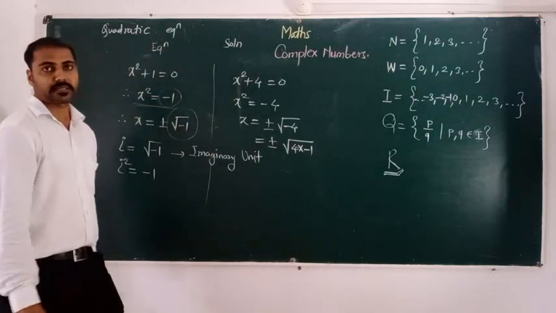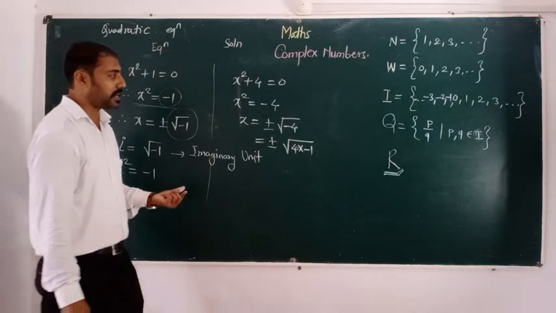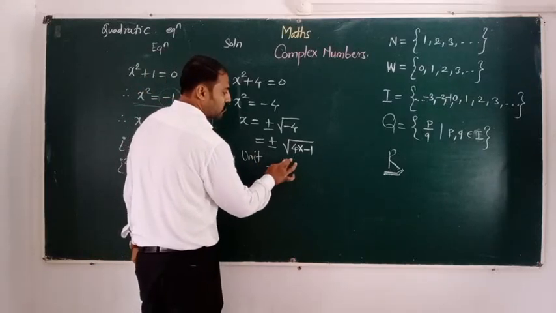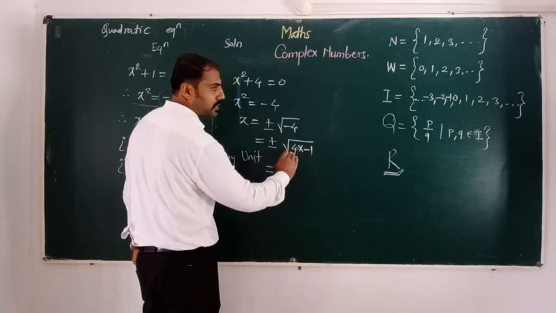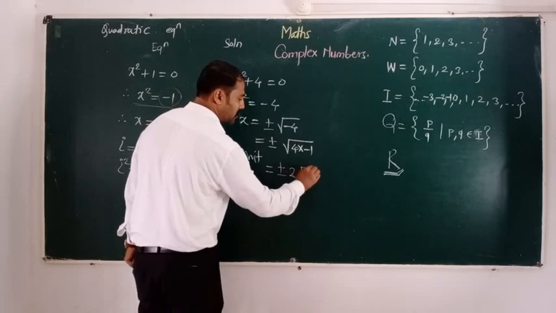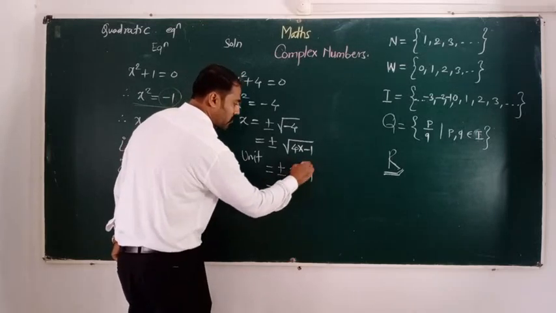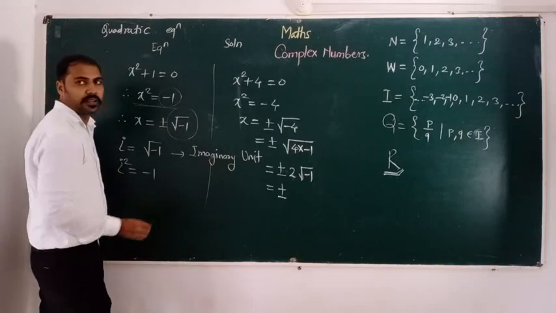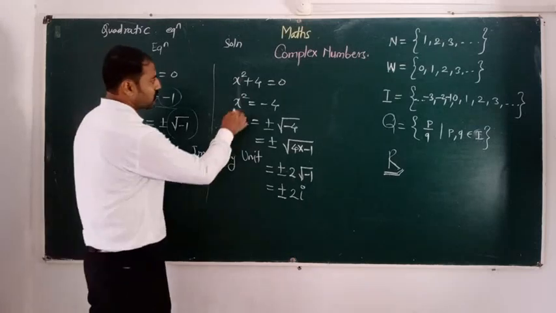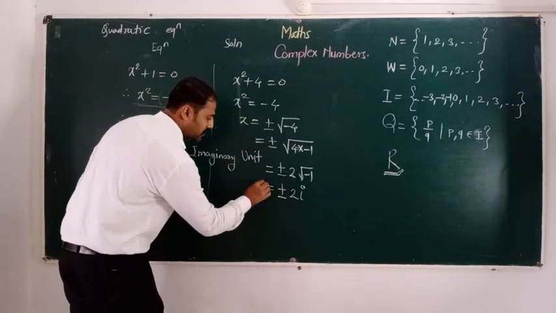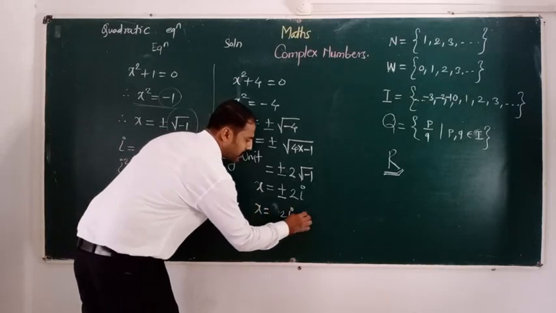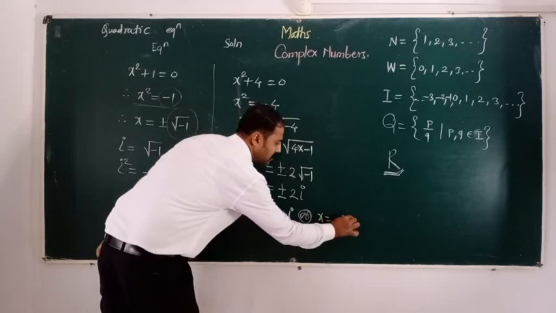Minus 4 can be written as 4 into minus 1, which is equal to plus minus square root of 4 into minus 1. Root of m into n is root m into root n. Root 4 is 2, into root of minus 1. But that root of minus 1 is called the imaginary unit, and I can denote this by i. So the solution of this equation is x is equal to plus 2i, or simply 2i, or x is equal to minus 2i.